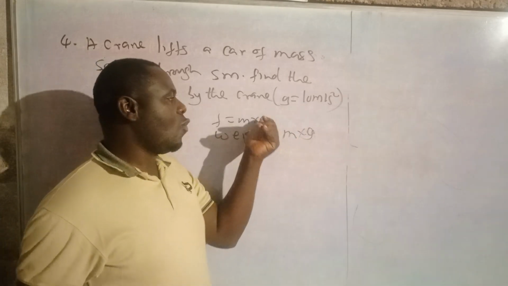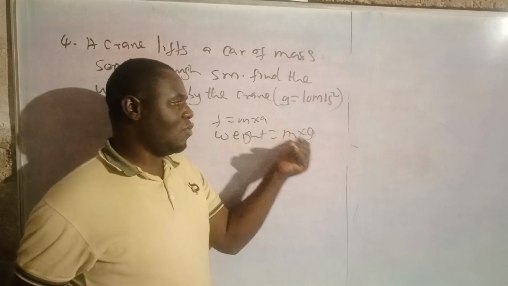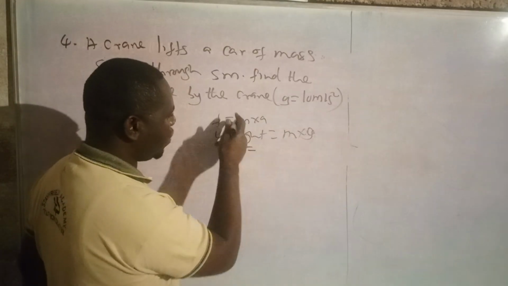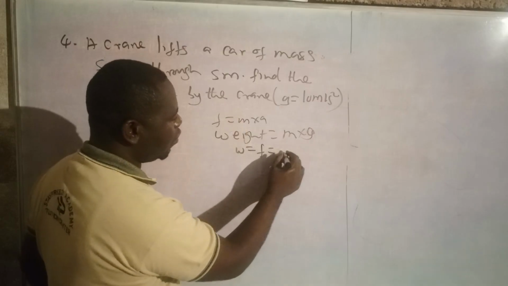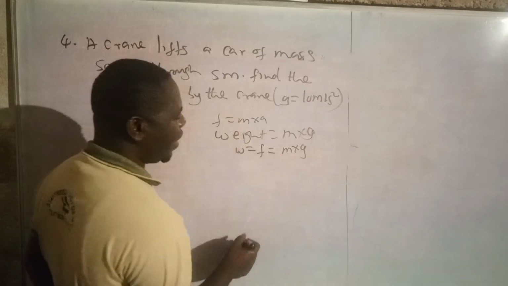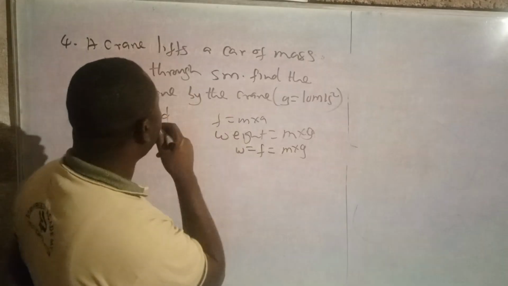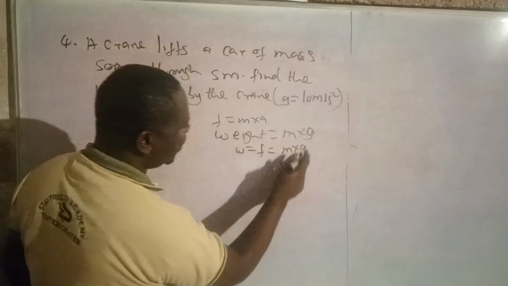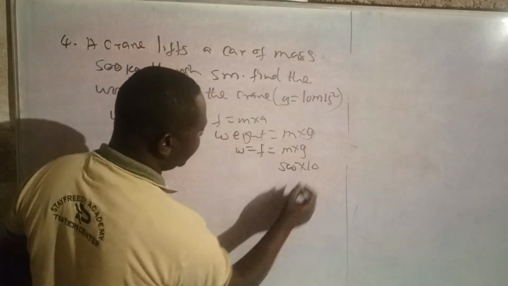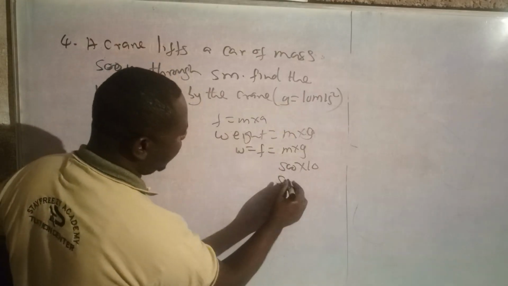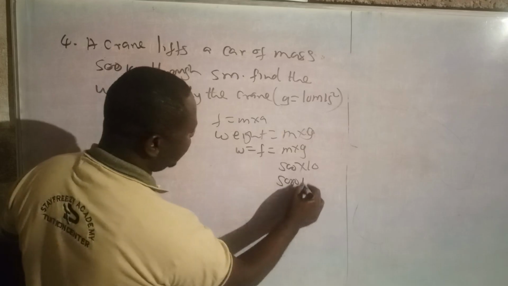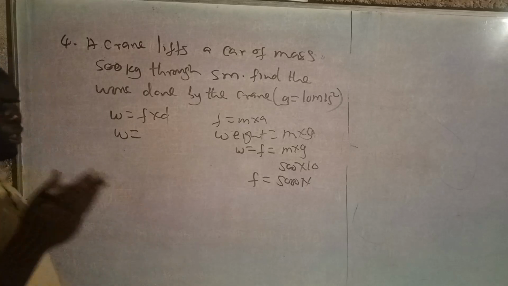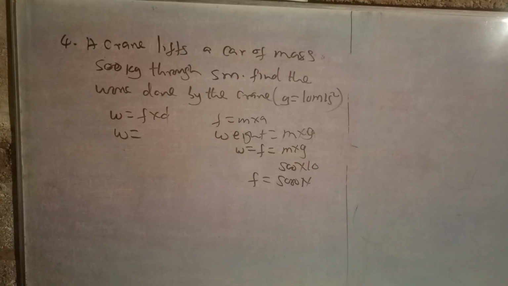So acceleration, we get the one which is the acceleration due to gravity, which is 10. So we say weight, which is the same as force, is equal to mass times gravity. Our mass in the question is 500 kg, so 500 times the gravity, which is 10, gives 5,000 newtons. This will be our force, which is the same as the weight.